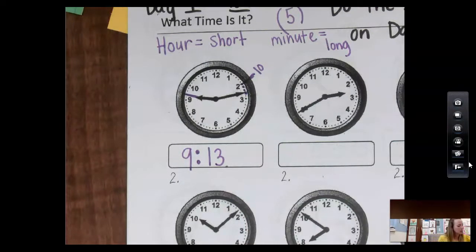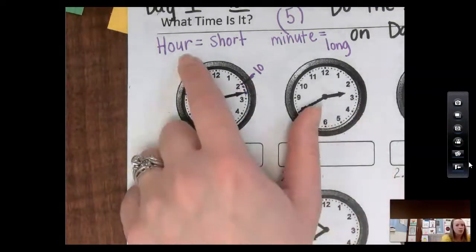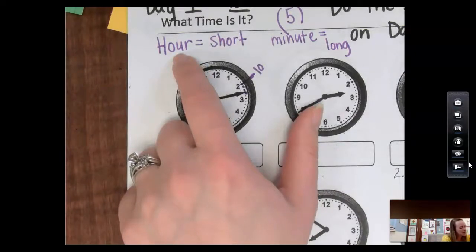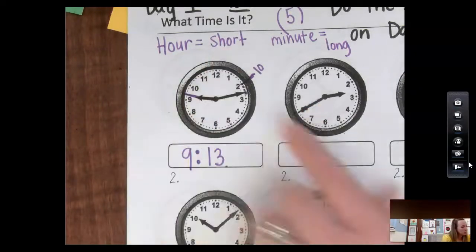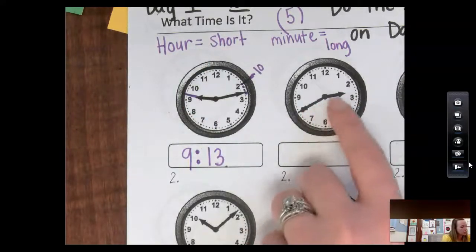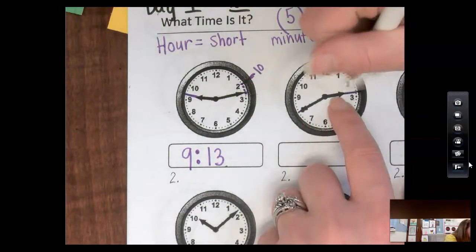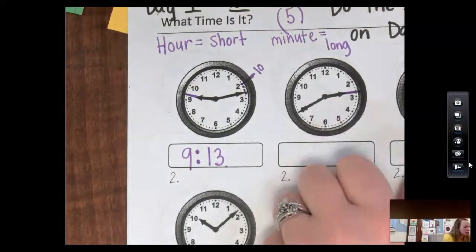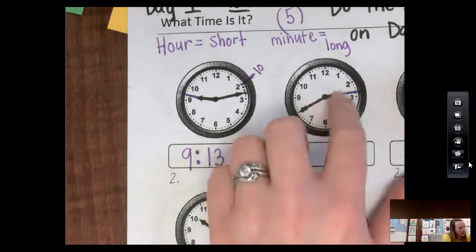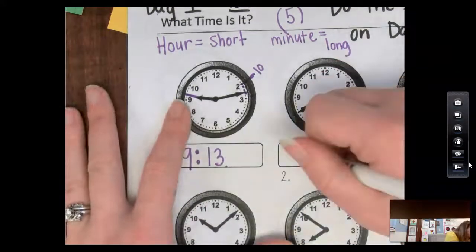All right, let's do our next one. First we do our hour. Let's look at our notes. Our hour is our shorthand. So look here, which one of these is short? This one. So I'm going to extend my hour. My hour is between 2 and 3. So what's the hour? We always go back. So our hour is 2.